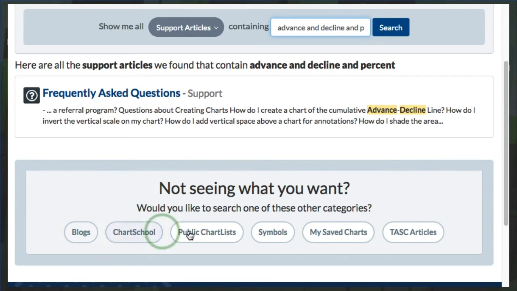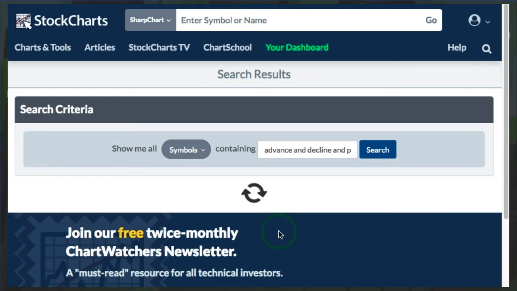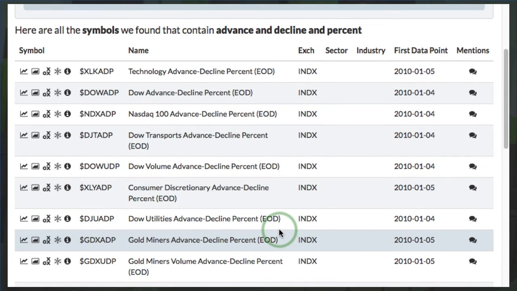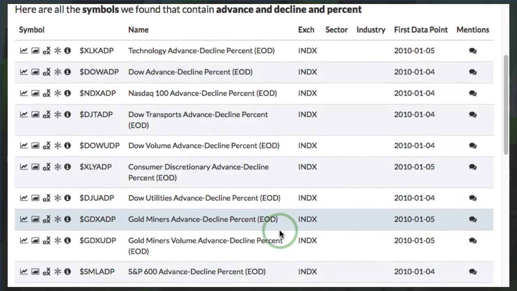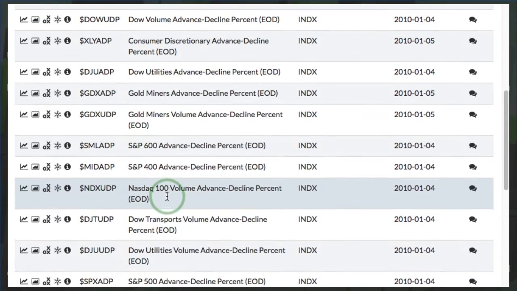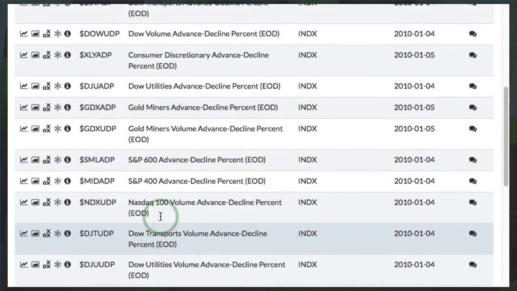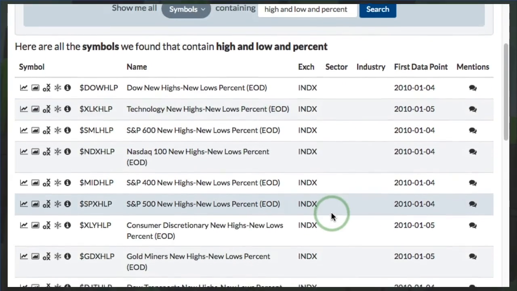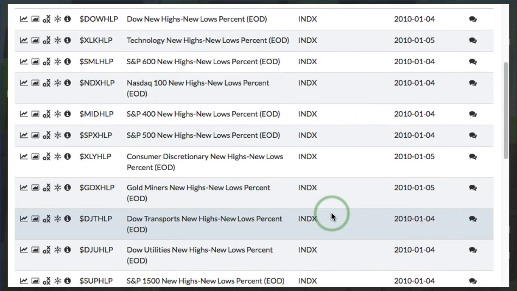If you go down to the bottom and you click the symbols button, you'll get all the symbols that have advance and decline and percent. And there you can get these breadth indicators for the sectors. We also have it for gold miners and some indexes and the Dow transports. All right, we can also change that search. If we want to do high and low percent, we can also find those indicators and these symbols.